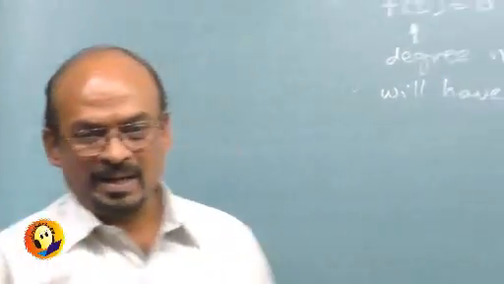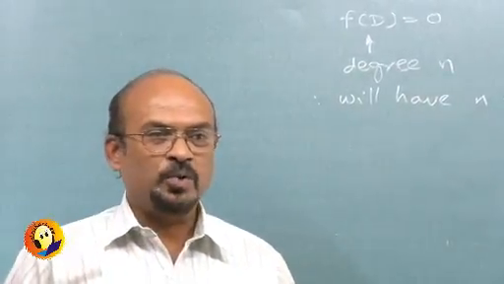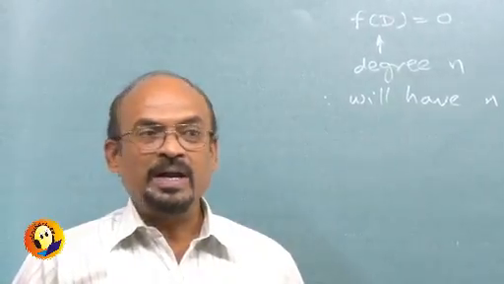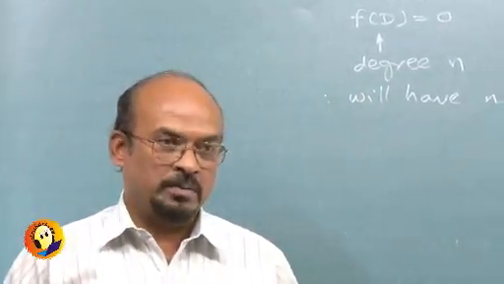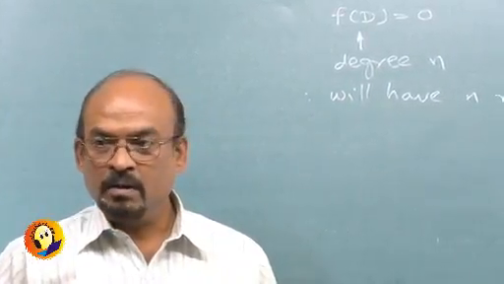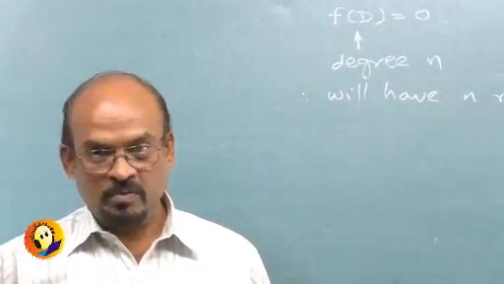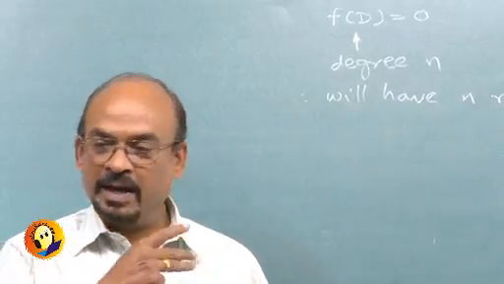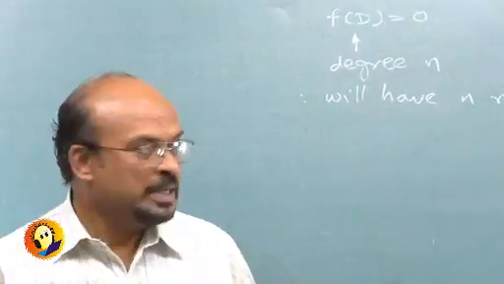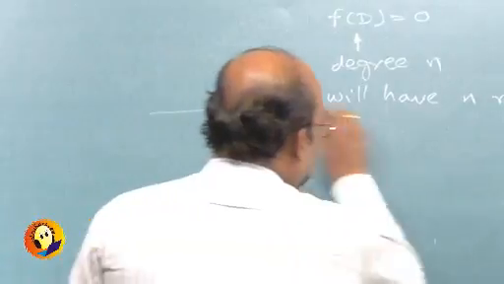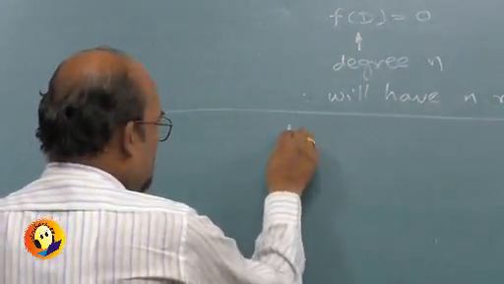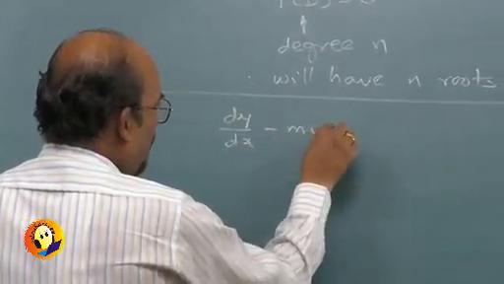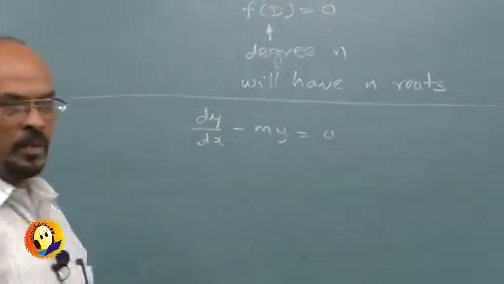Now, a very basic concept which will otherwise stick in any mathematical student's mind: as you are equating the operator to 0, how is it possible? But we are engineering students, so we should be least bothered about it, because then the entire thing will change. For simplicity, I will just take one differential equation, which is dy by dx minus my is equal to 0.